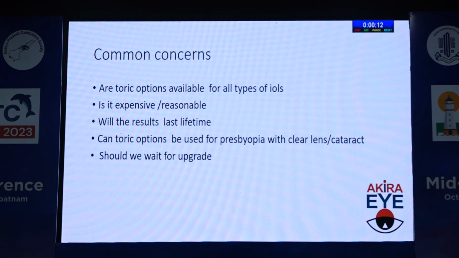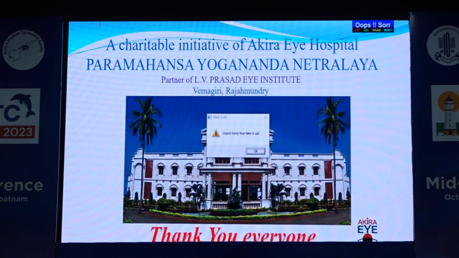Some lenses are coming with better materials, which have fewer vacuoles and fewer glistenings. Maybe for such lenses we can wait, or else the technology is pretty good. We can go for any toric lenses whenever needed. Thank you very much.